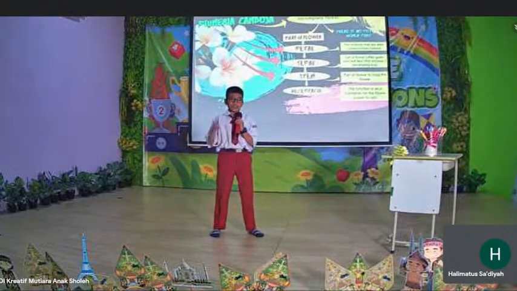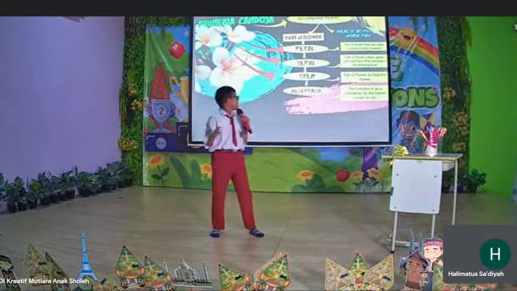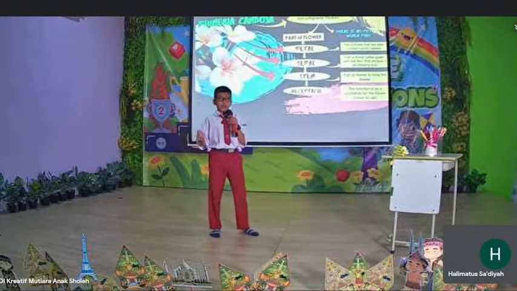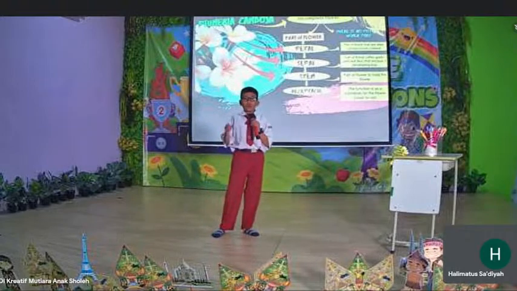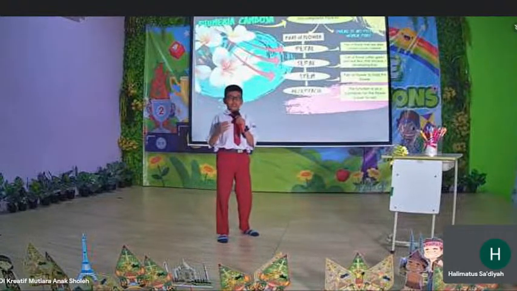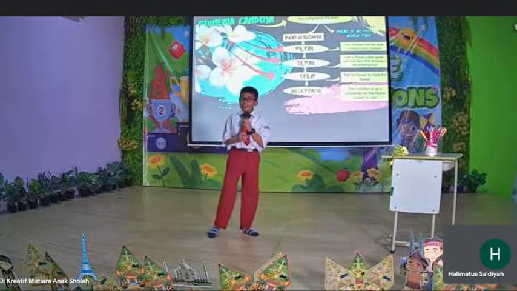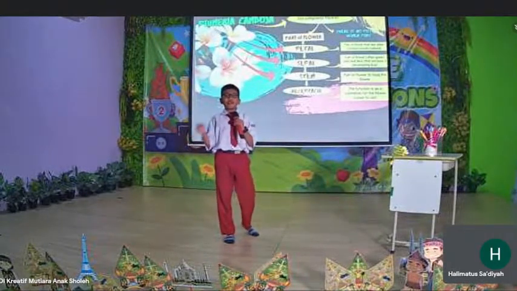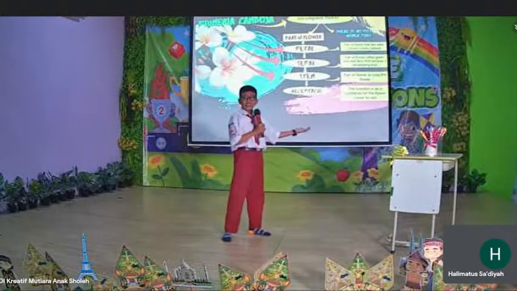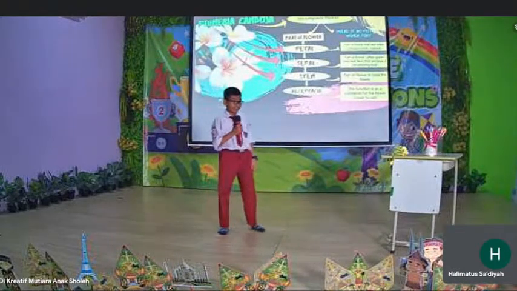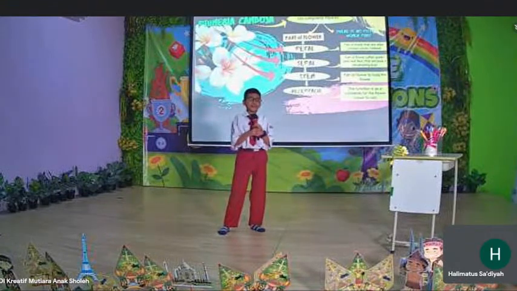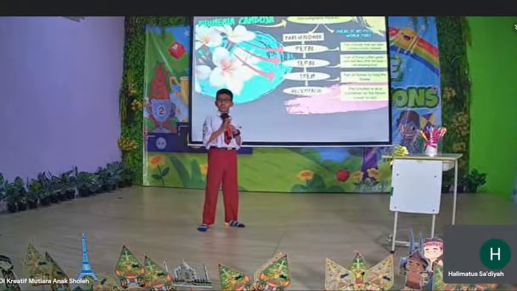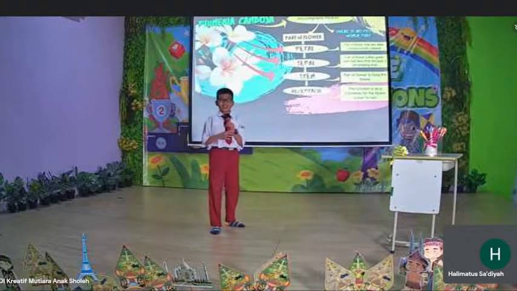And the third is the stem. The function of the stem is the part of the flower to hold the flower so it does not fall down. And the fourth, or the last, is the receptacle. Do you know what the function of the receptacle is? Okay, the function of the receptacle is as a container for the flower crown to rest.